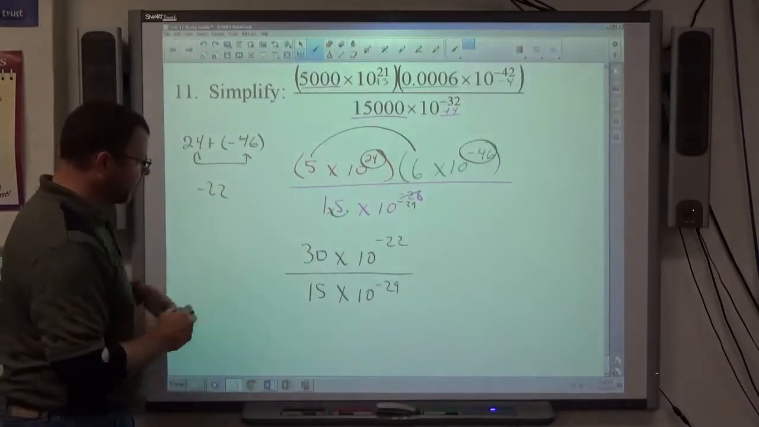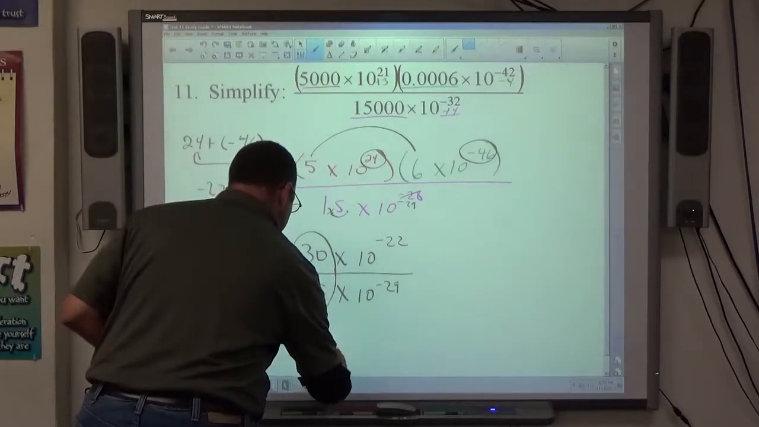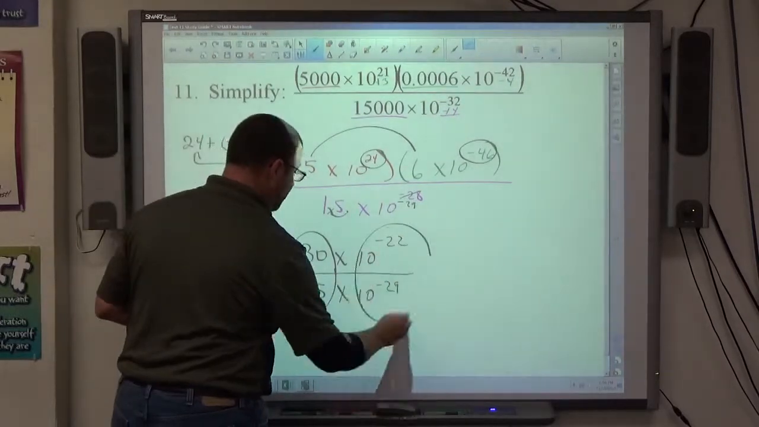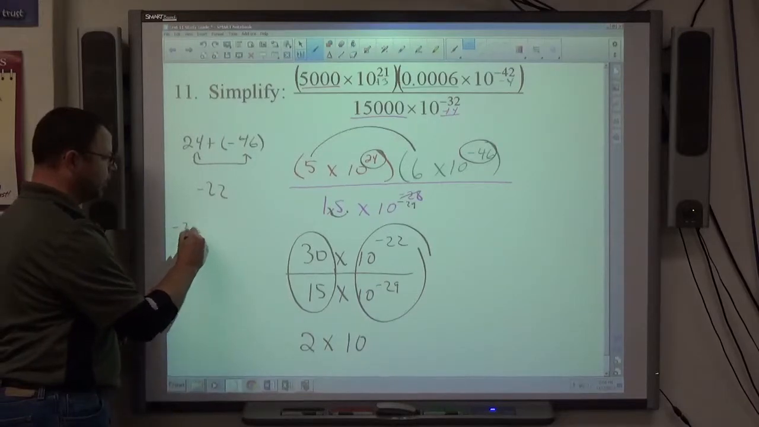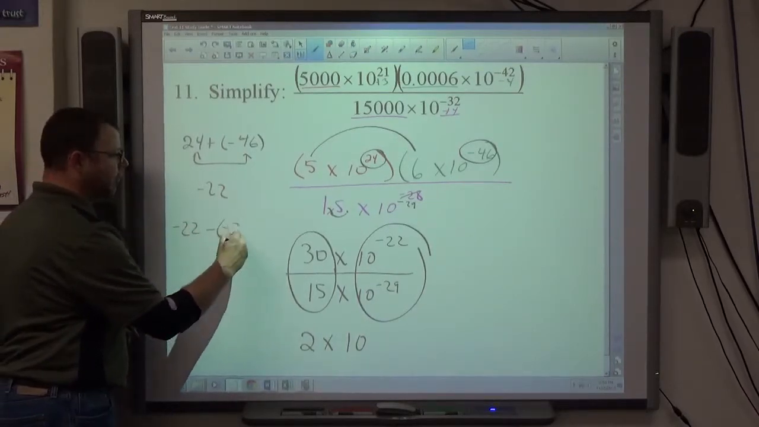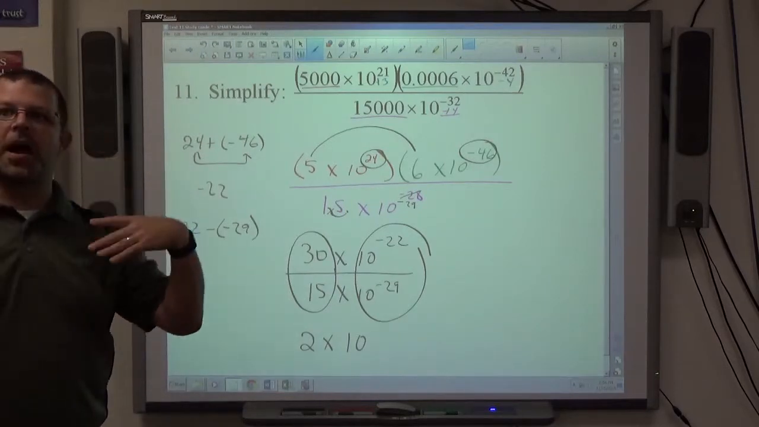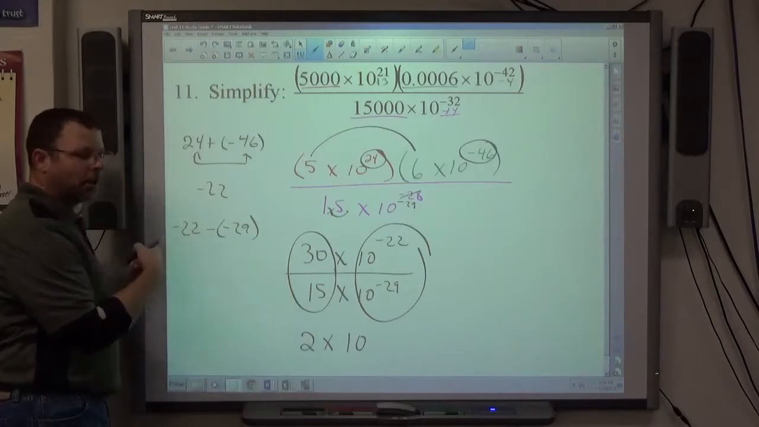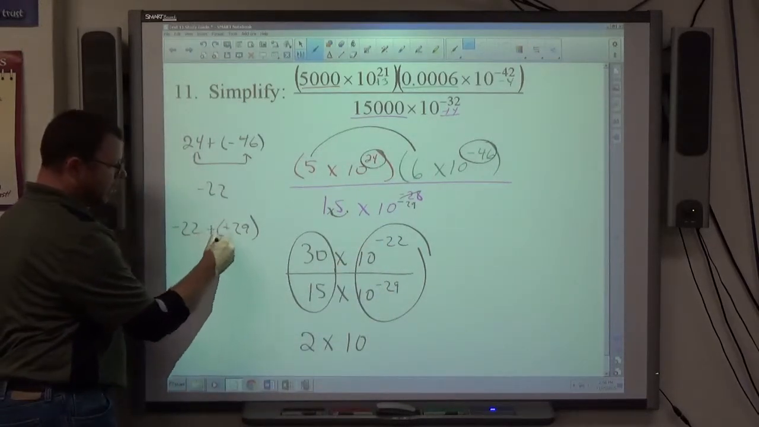So to get the final answer here, we divide these. 30 divided by 15 is 2. And again, for the powers of 10, I recommend actually writing it on your paper so you can look at it. We're supposed to take the top power, which is negative 22, subtract the bottom power, negative 29. Okay, the rule says subtract. Your brain says subtract. Maybe you subtract, maybe you add, I don't know. The signs have to tell you what to do here. So top power minus bottom power, minus minus means plus plus.